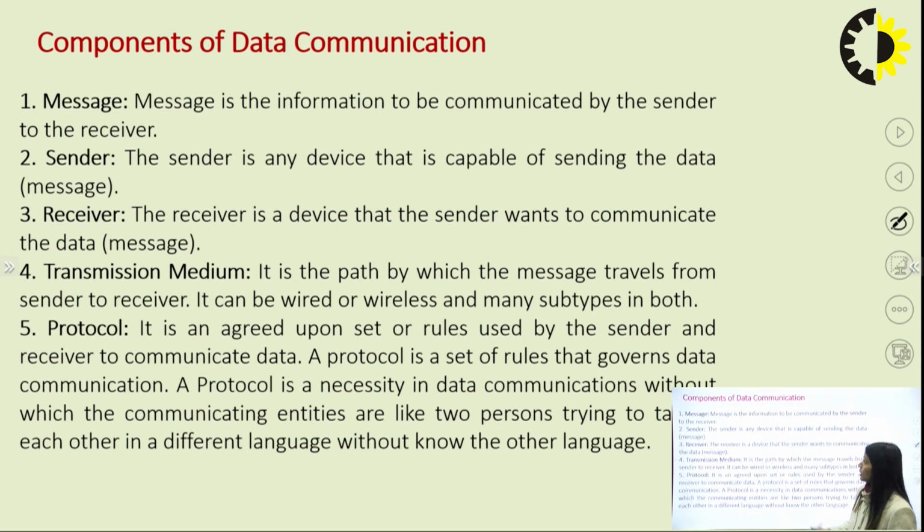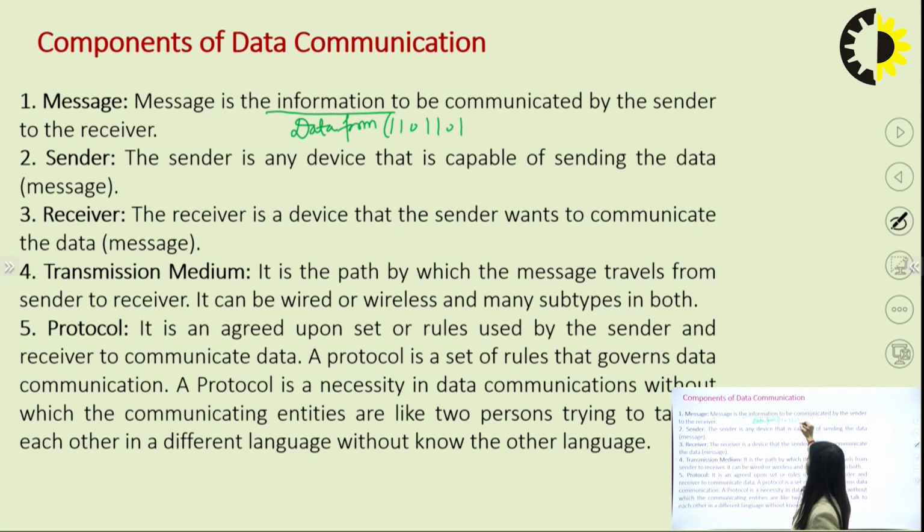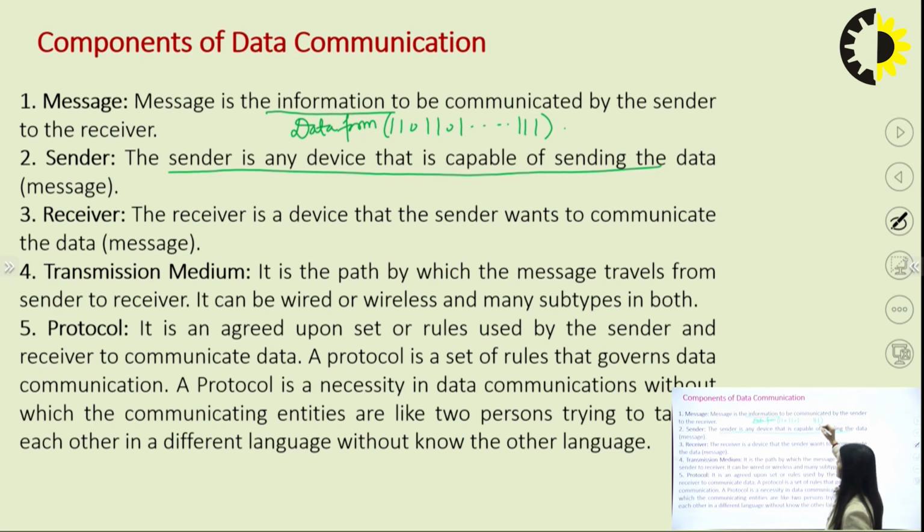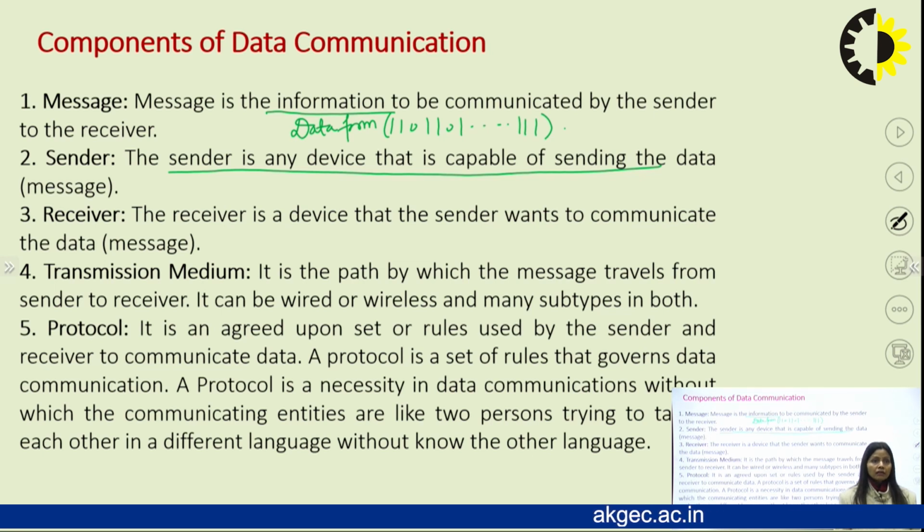That means the information in data form. In 101, let this be my data which I need to transmit. Now coming to the sender. Sender is any device that is capable of sending the data. So first of all, data should be there, then the sender which is sending the data, then the receiver. The receiver is the device to which the sender wants to communicate the data. So the receiver is receiving the data, the sender is sending the data, and the message is the data which needs to be transmitted.